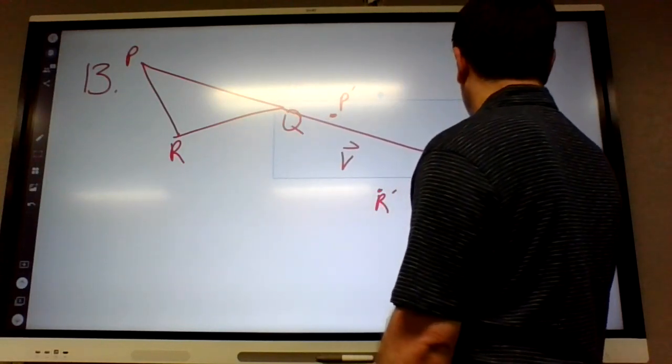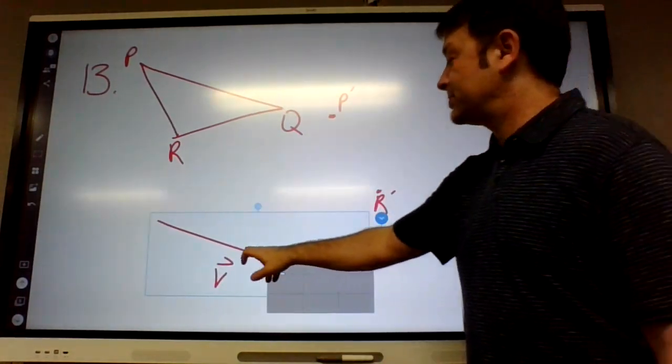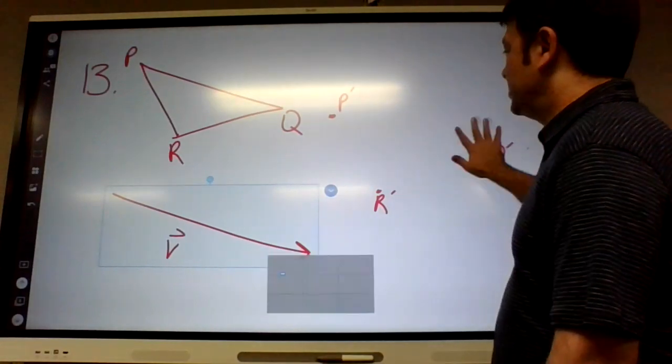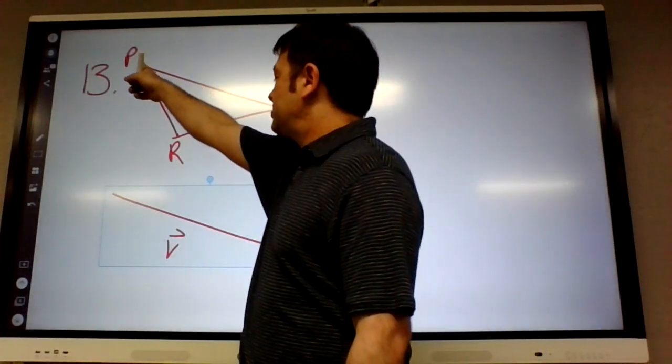Okay. I think I accidentally split it. No, you don't really need to do that. Just guesstimate. Yeah, I mean your image should look alike, right? Because you're just sliding everything. Oh, so mine does not look alike.